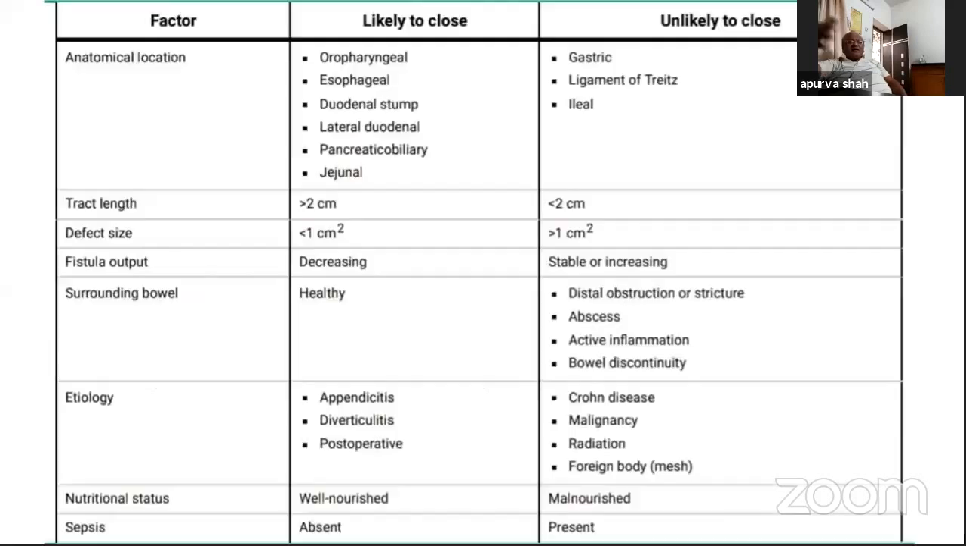Dr. Khiria had also pointed out something. There are favorable and unfavorable points, like anatomical location. Oropharyngeal, esophageal and duodenal stump fistulas are more likely to heal than lateral duodenal fistulas. A tract length of more than 2 centimeters and a thin tract are likely to heal. When the fistula defect size is less than 1 centimeter square, it is likely to heal. When there is low output, the surrounding bowel is healthy, or the etiology is diverticulitis, postoperative iatrogenic fistula or appendicitis, these fistulas are more likely to heal. The adjoining factors are the nutritional status of the patient and the presence or absence of sepsis.